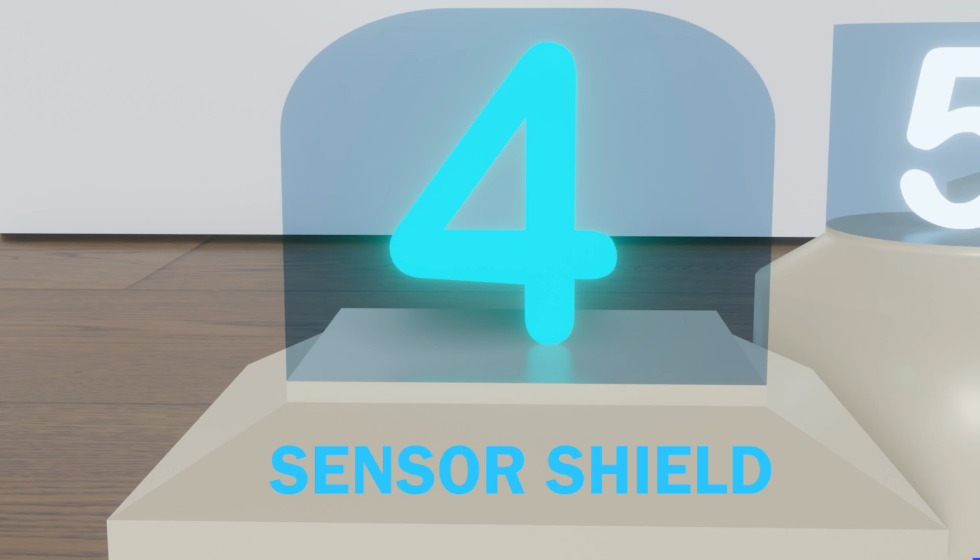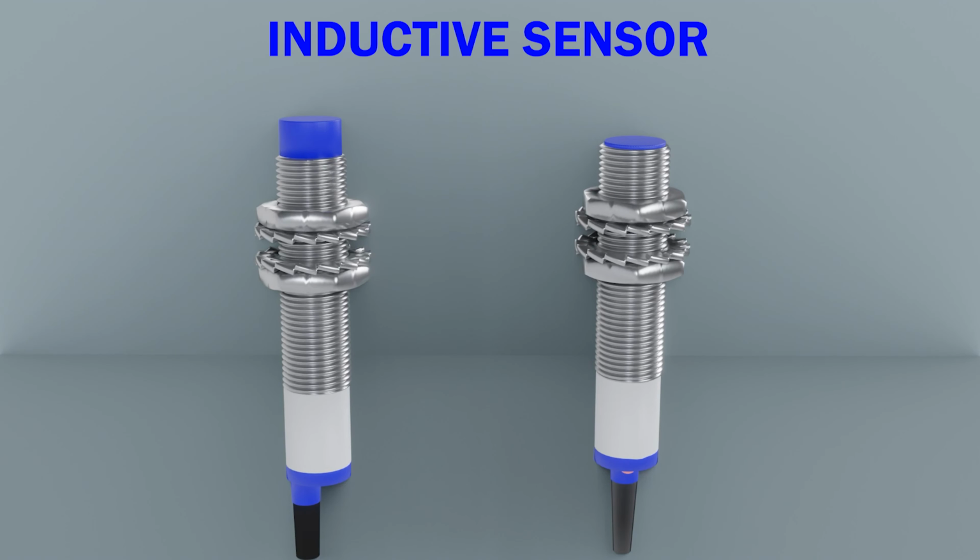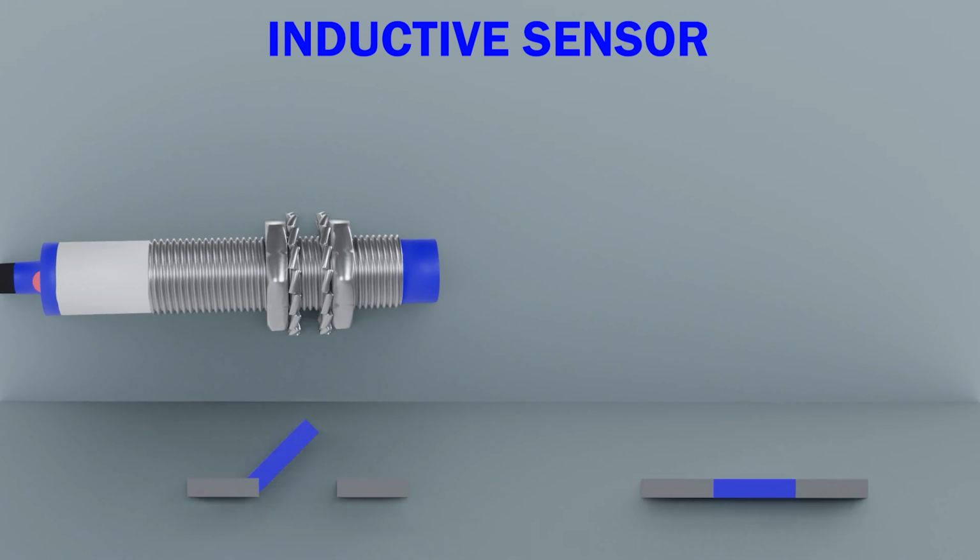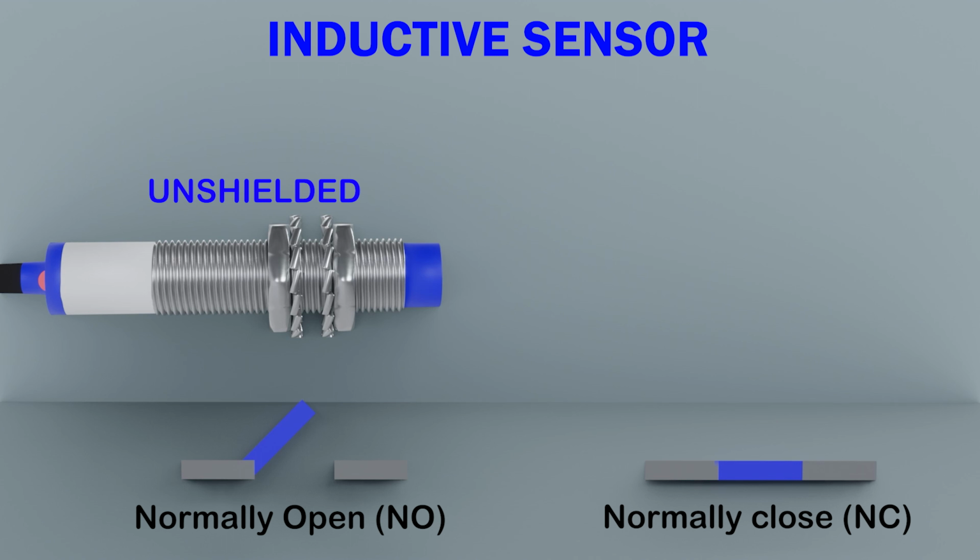Number 4. Sensor shield. There are two types of inductive sensors, shielded and unshielded. The unshielded sensor can be normally open or normally closed.